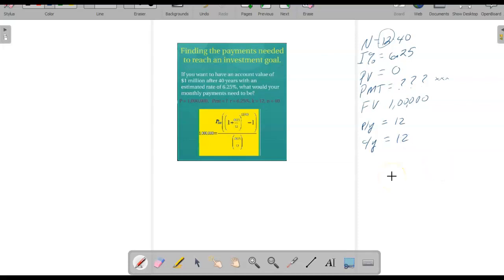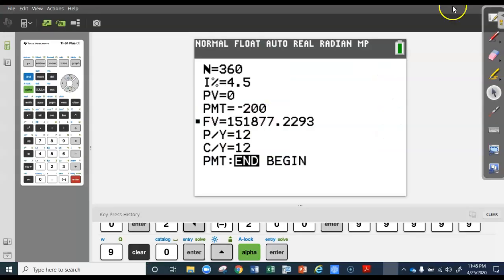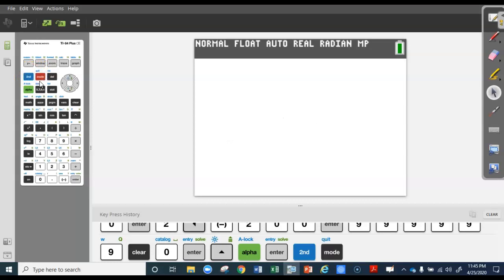So let's go to that solver and see this time. Again, I'll start over. I'll go back. I'll clear this. Now, to get out of this, there's a quit button up here on the upper left. So I go second quit. It's second mode, and that'll clear it. And this is your screen.